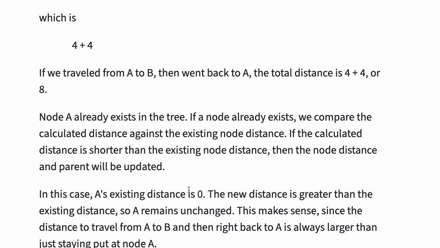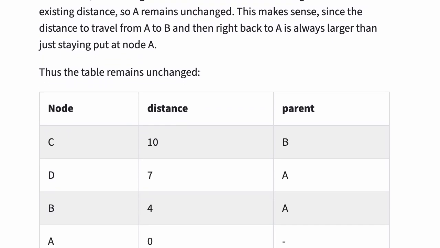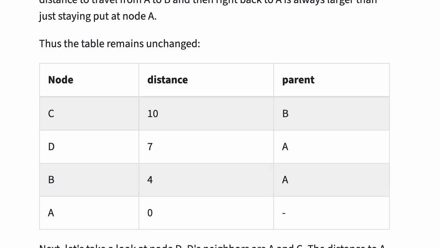This makes sense, since the distance to travel from A to B and then right back to A is always larger than just staying put at node A. Thus, the table remains unchanged. Next, let's take a look at node D. Its neighbors are A and C.